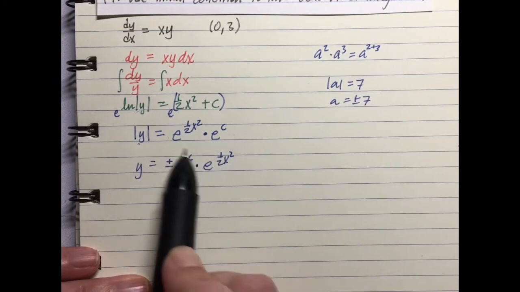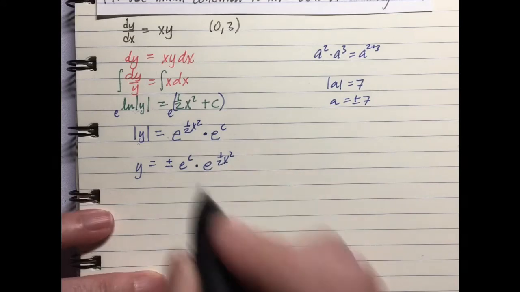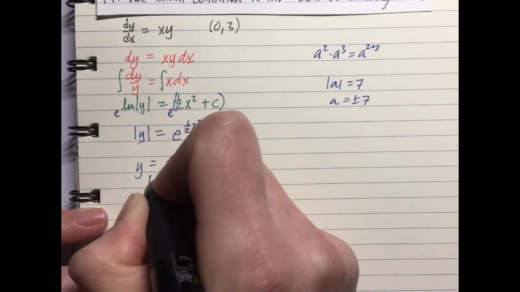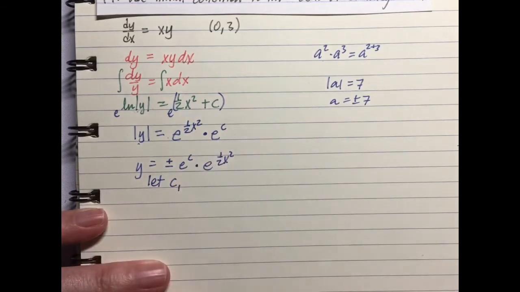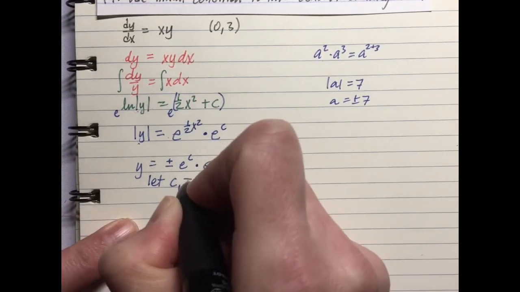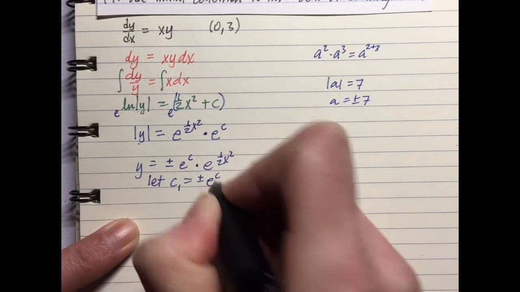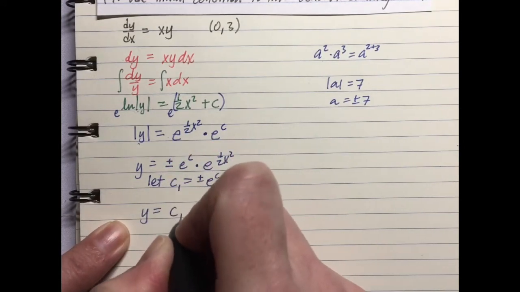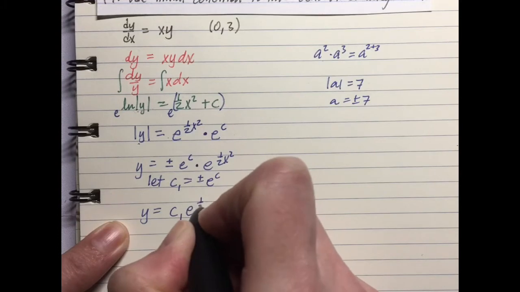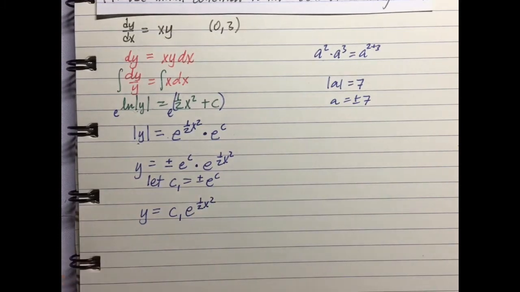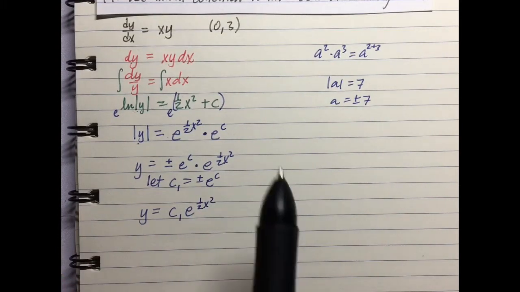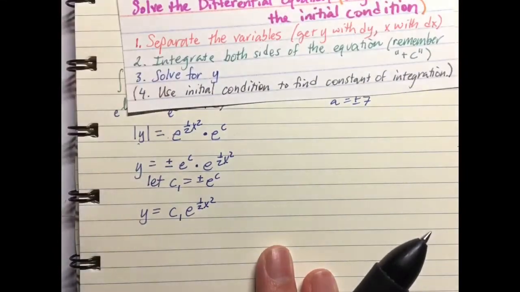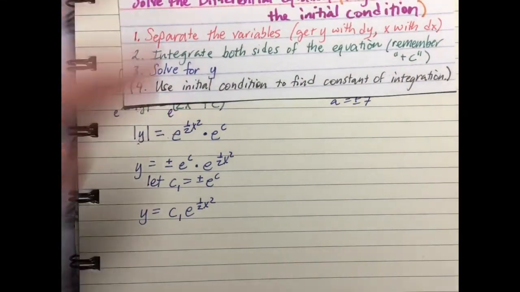So this ugly thing right here, we can actually make it a simpler thing. And what we do is we make a little statement: let c sub 1, which we usually just say c1, equal plus or minus e to the c. So now we have this simpler looking thing of y equals c1 times e to the 1/2 x squared, because that's much prettier. Okay, so that's the solve for y step in our not so easy 4 steps.